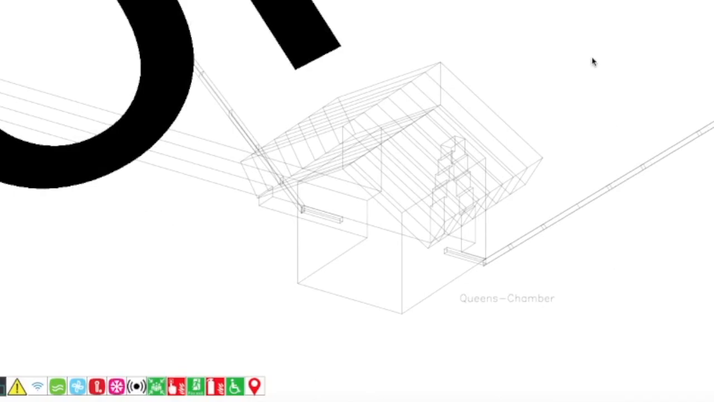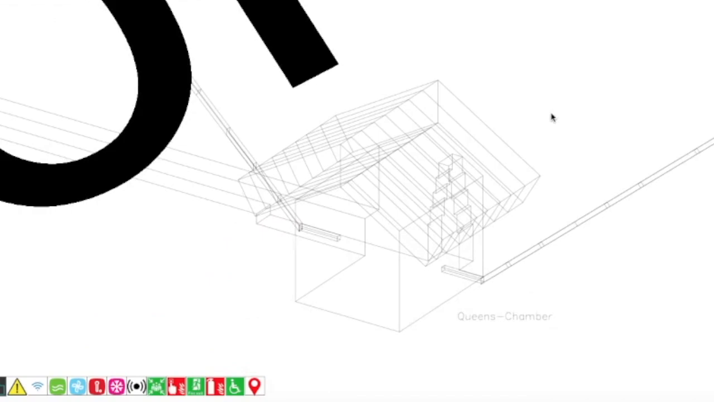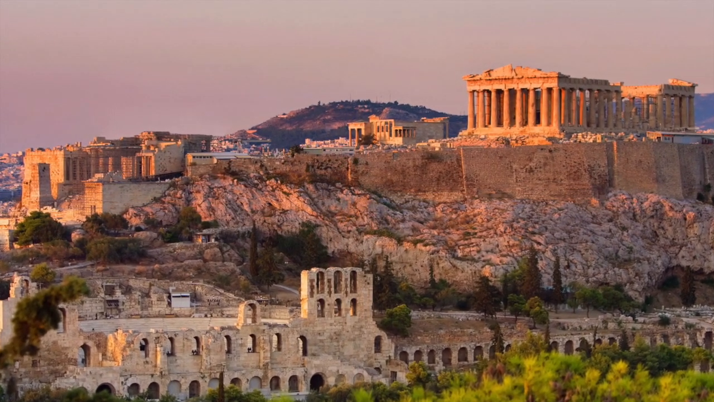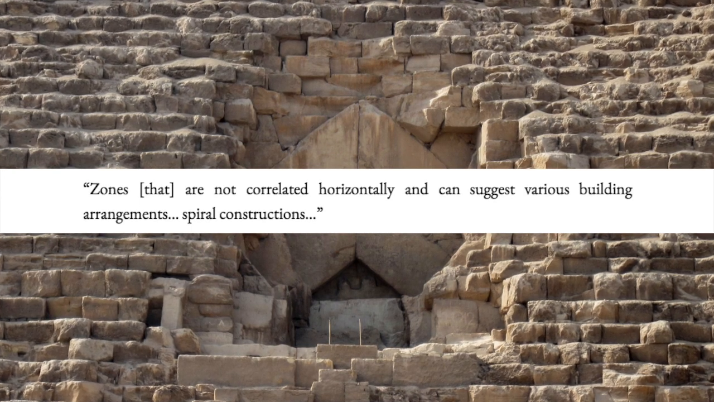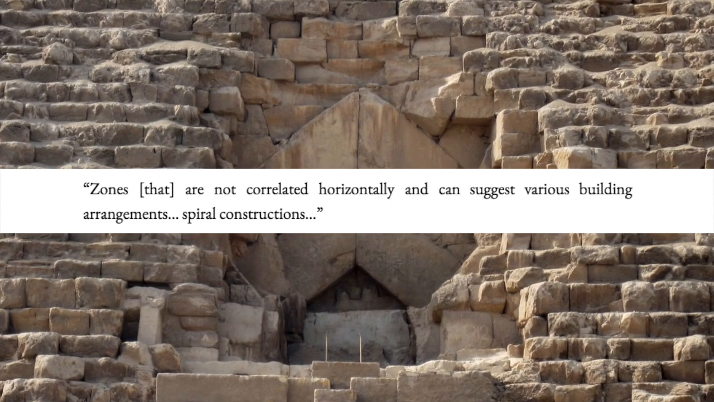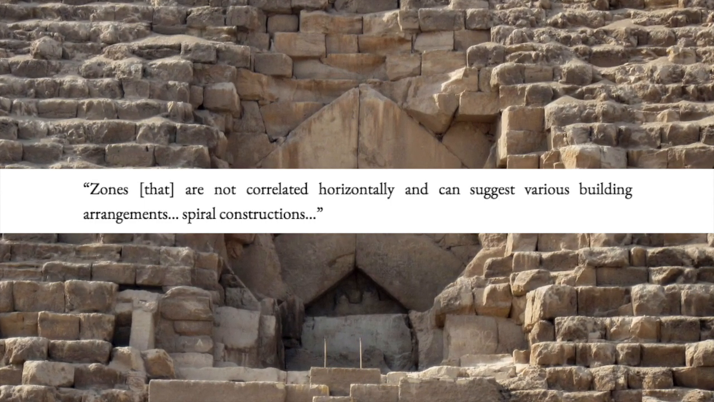It's worth mentioning that also at this time, the team presented their findings at the 1988 International Association for Engineering, Geology and the Environment Conference in Athens in Greece. Blimey, that was a mouthful. They presented all of the data we've just covered and then some, and a strange anomaly was mentioned to very little, if in fact zero fanfare, and that was of, quote, "zones that are not correlated horizontally and can suggest various building arrangements, spiral constructions." End quote. Hold on to this, we'll be coming back to it very shortly.